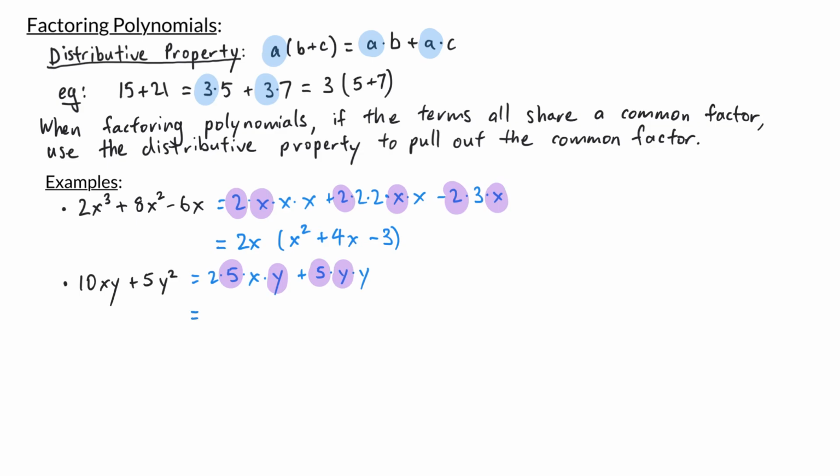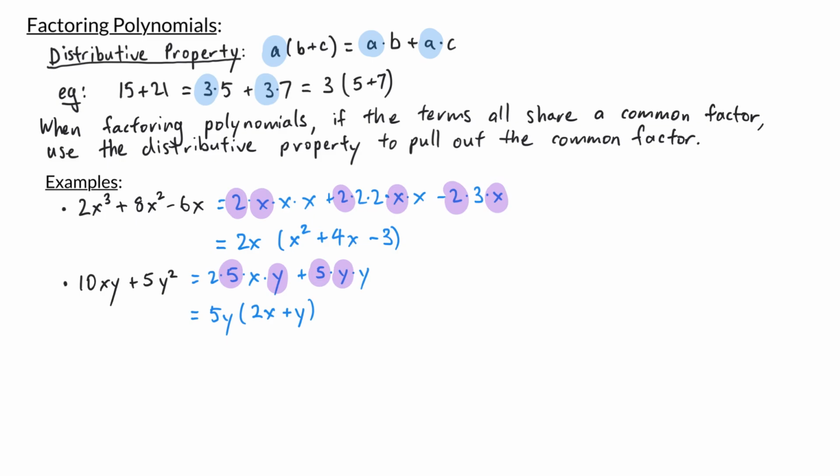So I'll write this as 5y times whatever's in the parentheses, which is what's left after we pull out the 5y. In the first term, after we remove the 5y, there's still a factor of 2 and x, so I'll have 2x left. In our second term, after we remove the 5y, we still have 1 factor of y left. So 10xy plus 5y squared can be factored as 5y times 2x plus y.